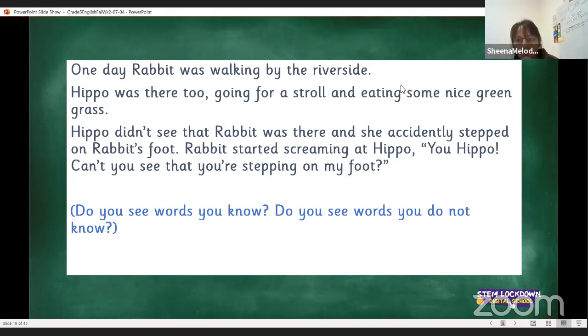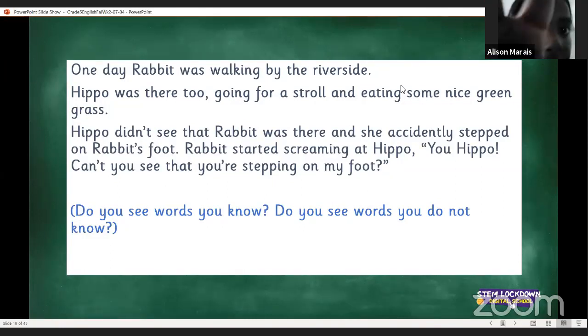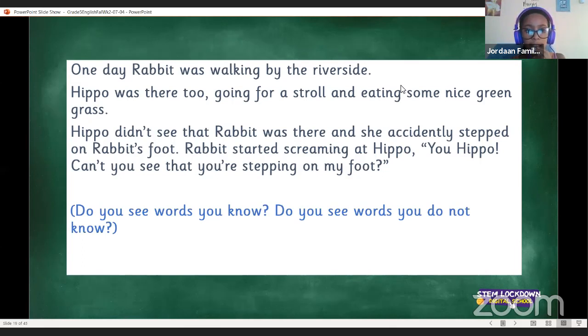Yes. I don't understand. It says here, one day, Hippo was there going for a stroll and eating some nice grass. Hippo didn't see that Rabbit was there and she accidentally stepped on Rabbit's foot. Accidentally. Okay, is that the word you don't understand? Yes, ma'am. Accidentally. Who would like to tell and share with the class what accidentally means?